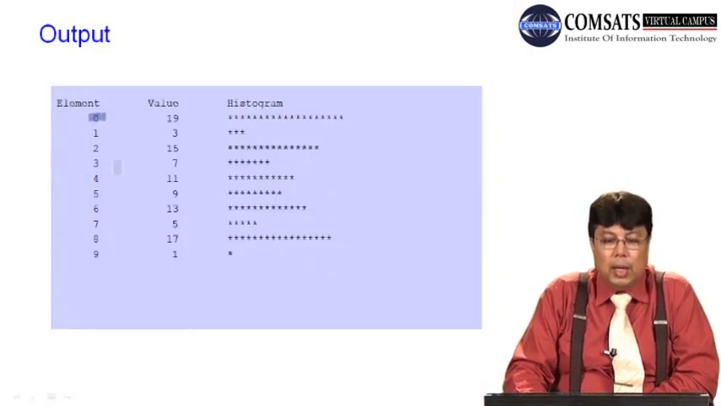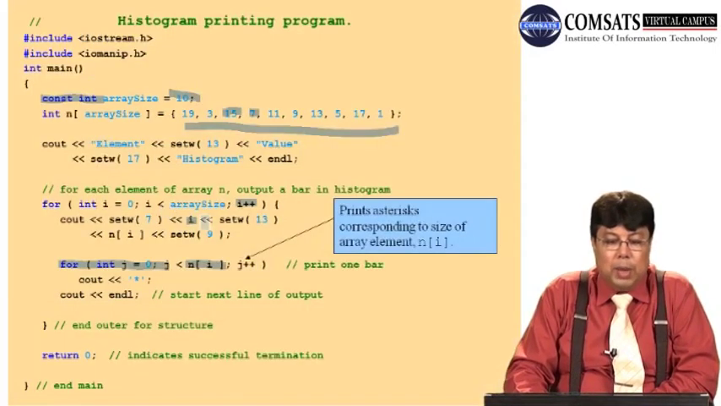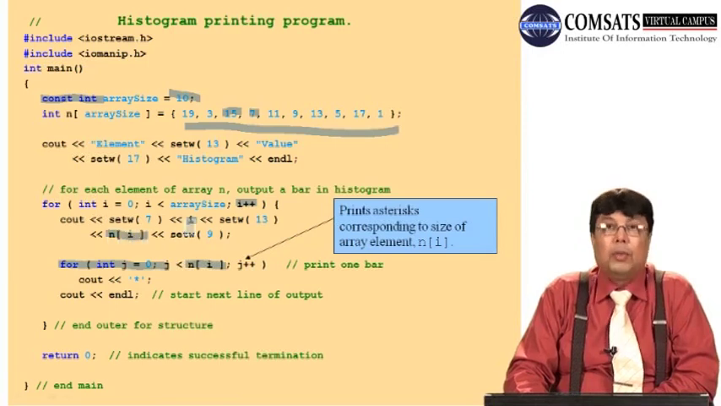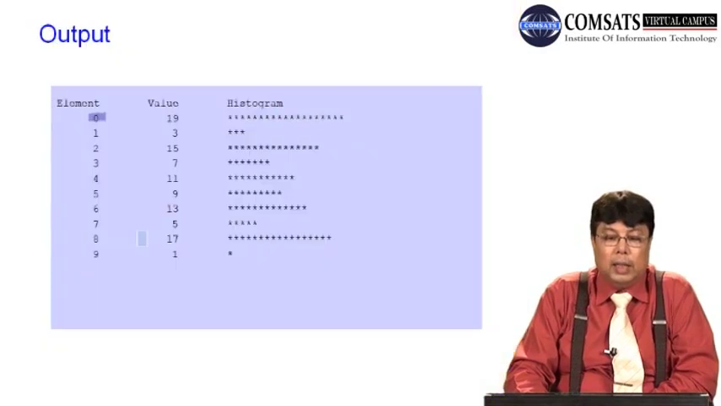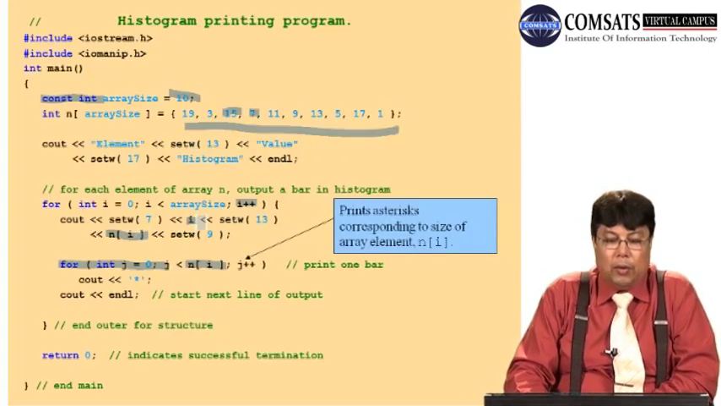Okay, then next it prints n of I. N of I is the contents of the ith element, and the content of the ith element here is 19. Okay, so this is I, this is n of I, and then it goes for this loop and prints this static.